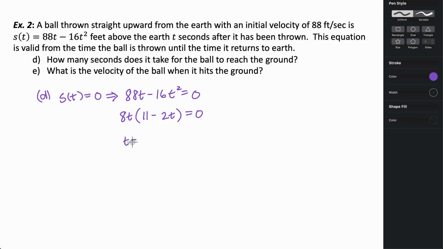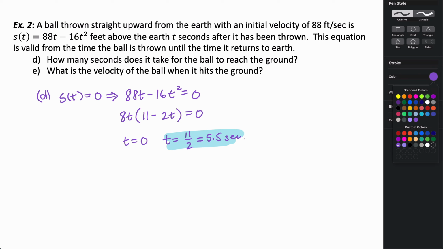So this gives me that the ball has a position of 0 at time 0, and then also at 11 halves, or 5.5 seconds. And we know that it's going to be this second one because this one here is where we started, right? So this is the initial time. So it's going to be after 5.5 seconds. And the last part here, what is the velocity of the ball when it hits the ground? So we want to know what is v of 5.5.